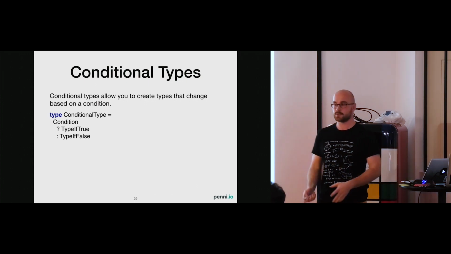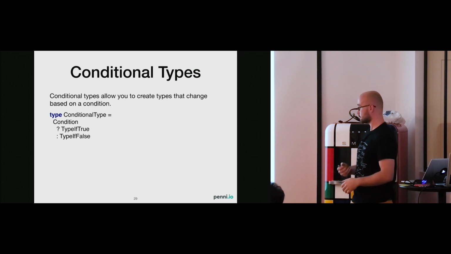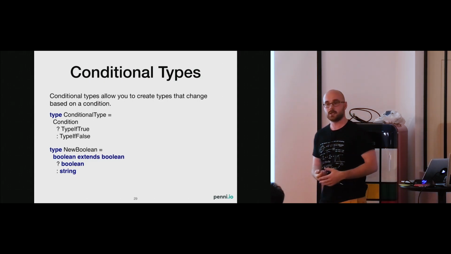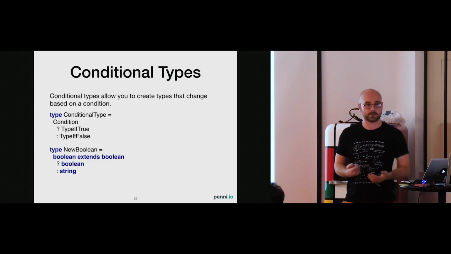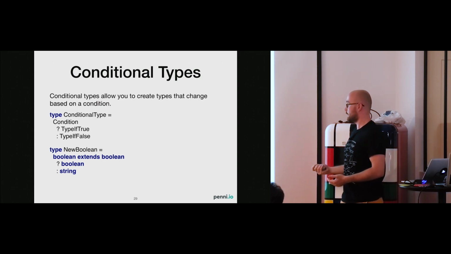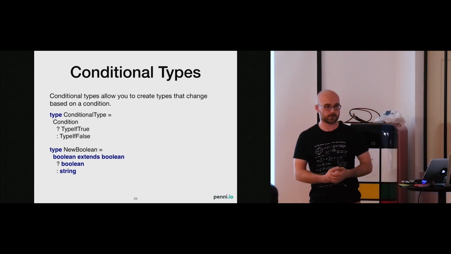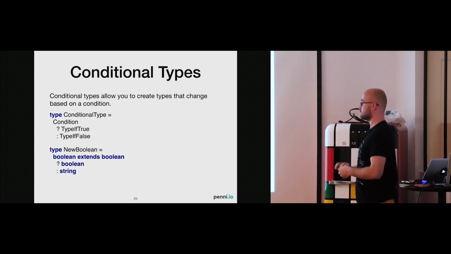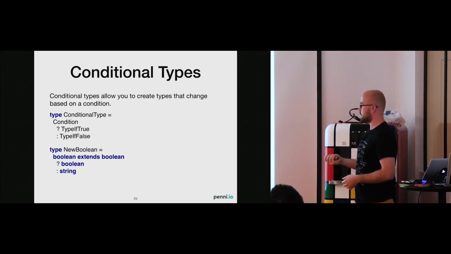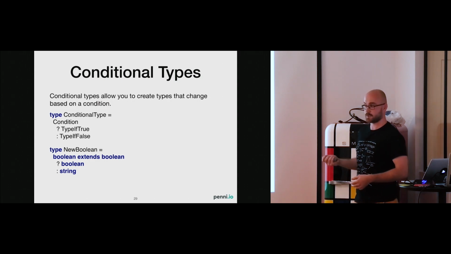To give you a very silly example of what you could do, you could define a type NewBoolean, where the condition is just saying, if Boolean extends Boolean, so it will always evaluate to true, which is why it's rather useless. But this is so you can see how you define these type level conditions. Generally, you say, if some type extends another type, use this type, otherwise use this other type.